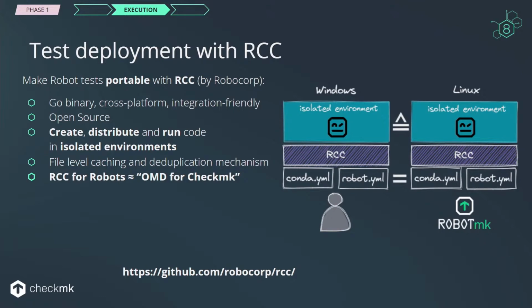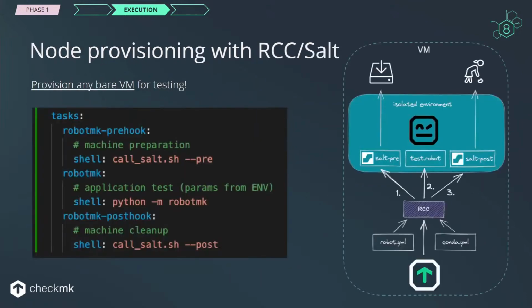And this is where RCC opens a real nice door for us, because nobody prevents us to execute not only 1, but several tasks. The idea is that Robotmk starts a pre-hook, then runs the test, and then starts a post-hook. The pre-hook could install the dependencies, configure the machine, install the software, then the test runs, and the post-hook could run some cleanup tasks, delete log files. It could even uninstall the application.